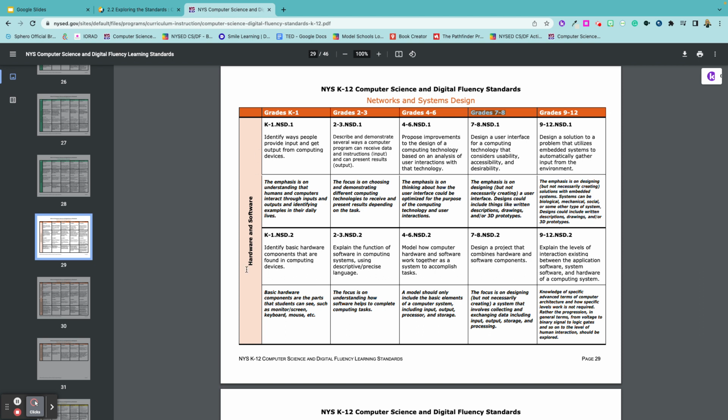The first sub-concept area is hardware and software, and here we're talking about design and interface for computing technology that considers usability, accessibility, and desirability. Here, the emphasis is on designing, but not necessarily creating a user interface. Designs could include things like written descriptions, drawings, or even 3D prototypes.